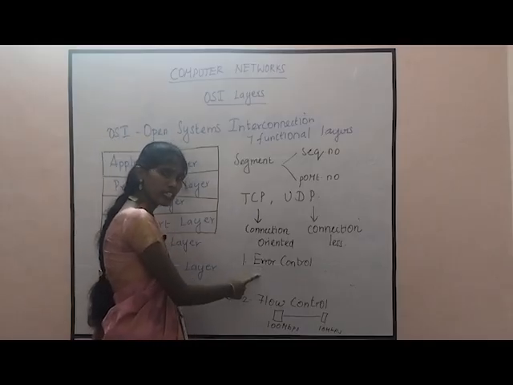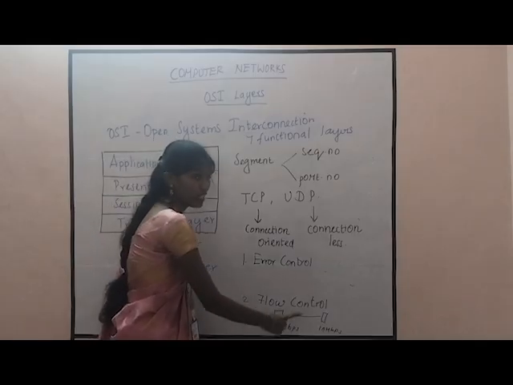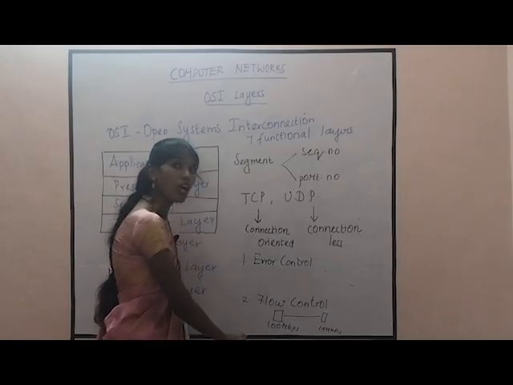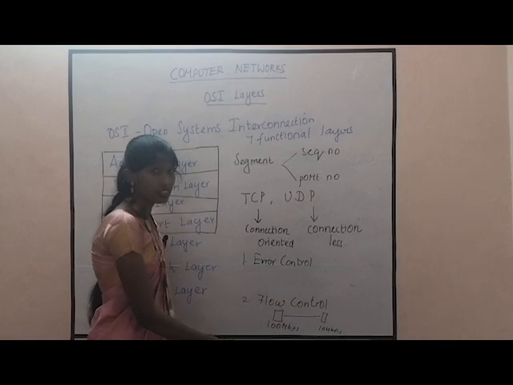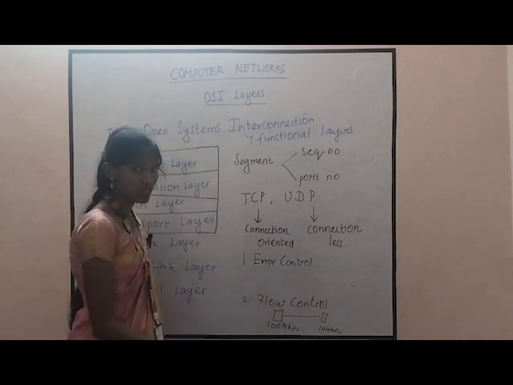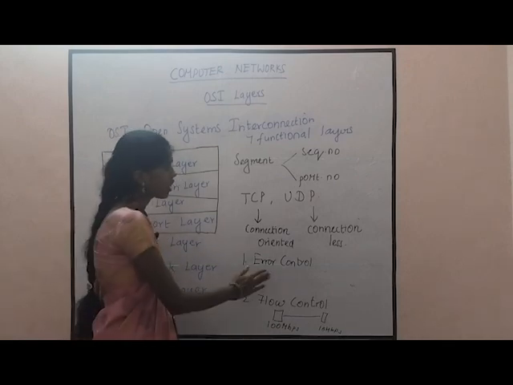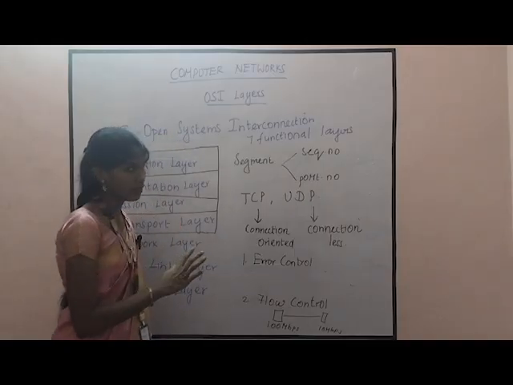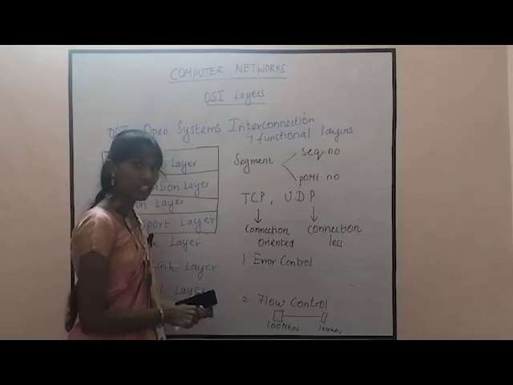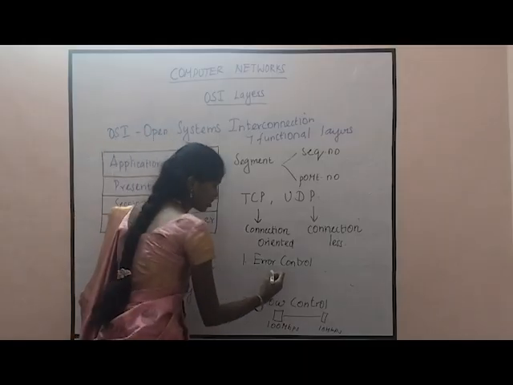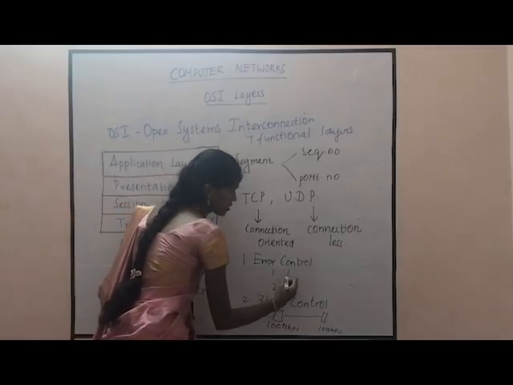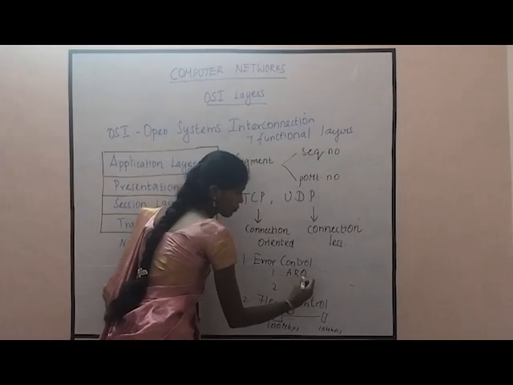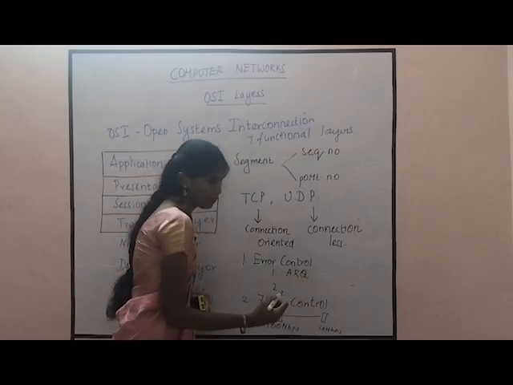Next, error control. What is meant by error control? If the flow is not controlled properly, obviously there will be some errors that lead to segment damage or segment loss. Then how can we control this? Shall we remake the segment? No. Here two techniques are used. One is ARQ, automatic repeat request.